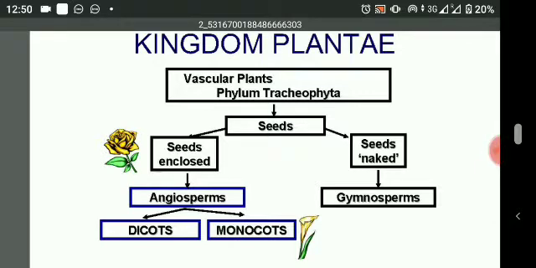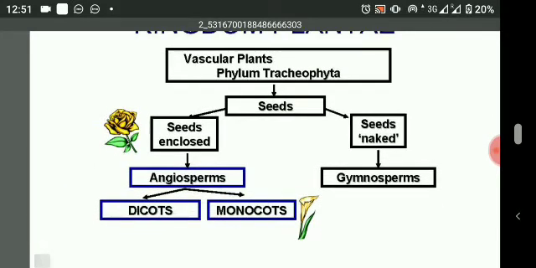Today we are going to learn with you about vascular plants which have seeds. Last week we learned that vascular plants are divided in two parts, which have seeds and which have no seeds. For example, fern is an example of vascular plants that don't have seeds. But today we will learn about vascular plants which have seeds. And these plants are also divided in two parts, seeds enclosed and seeds naked.